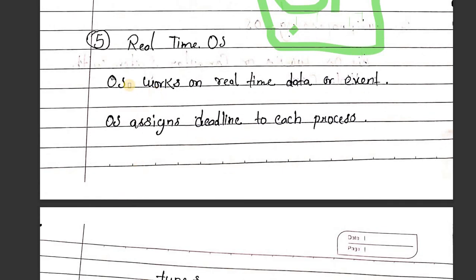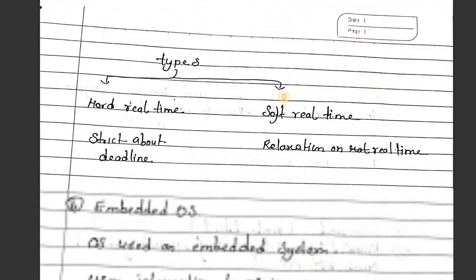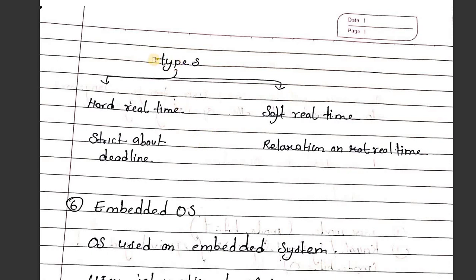Then the real-time OS. An OS that works on real-time data or events is called a real-time OS. The OS assigns a deadline to each process, meaning the operating system has to complete the process within its deadline. There are two types: hard real-time and soft real-time.